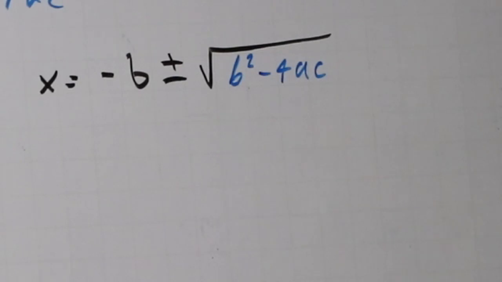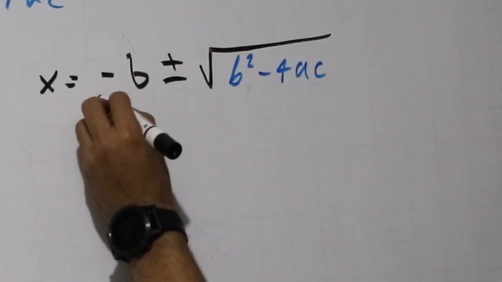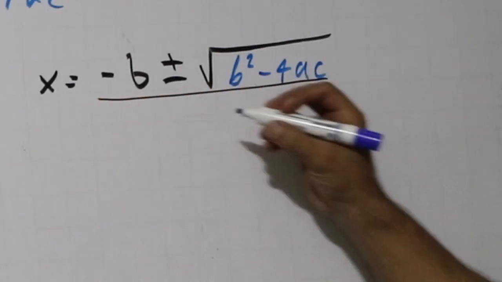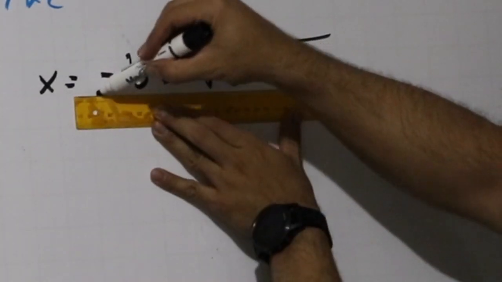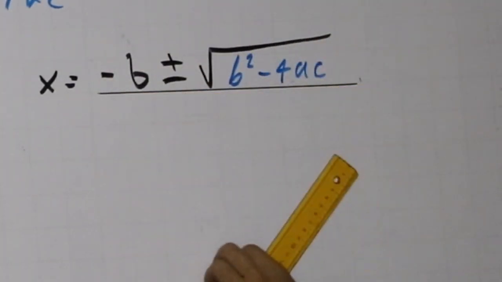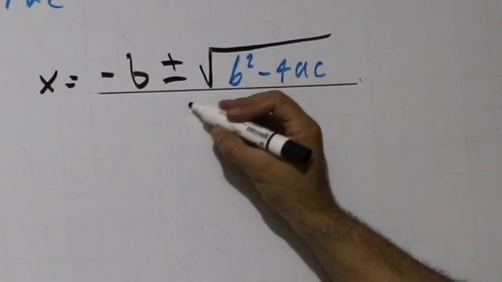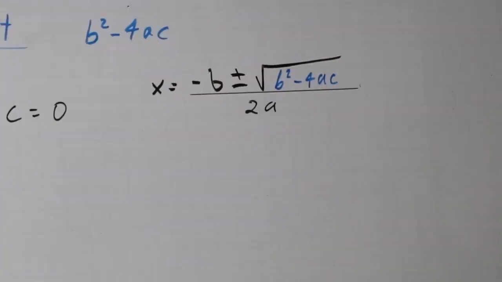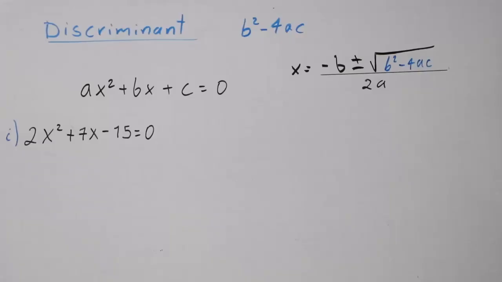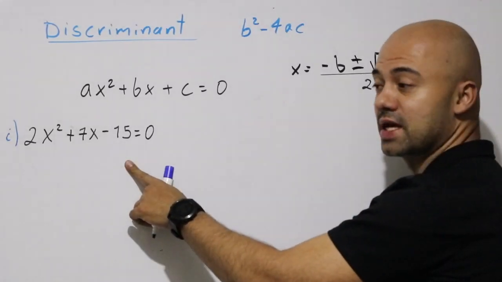So this is the discriminant, and all of that over 2a. Those numbers inside the square root are really important here, and there are three possibilities. I'm going to use this equation to show you the first case.